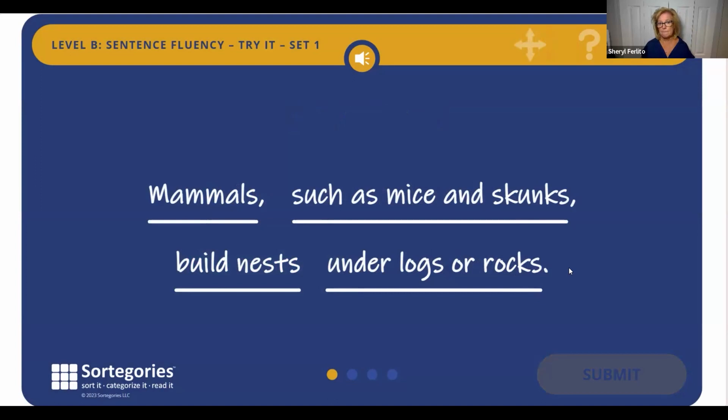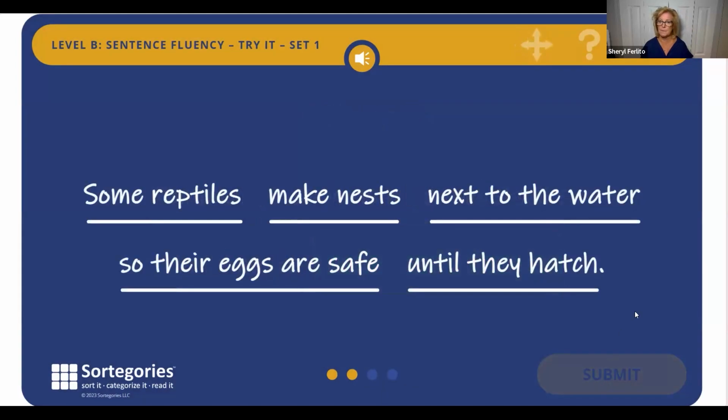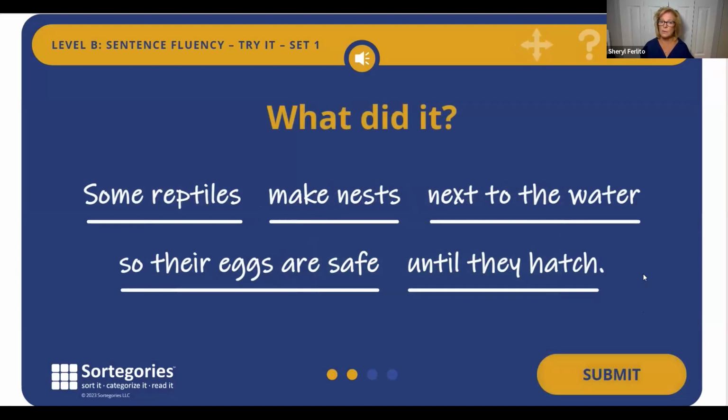What word or phrase answers where? So where we would click this again, and I would have to continue to tell them they need a place. Which of those phrases is a place, after reading all of this one phrase at a time? What word or phrase answers what did it? So on this one, we would read the whole thing again. Some reptiles make nests next to the water so their eggs are safe until they hatch. I would teach them to read in those meaningful phrases. What did it? Some reptiles.